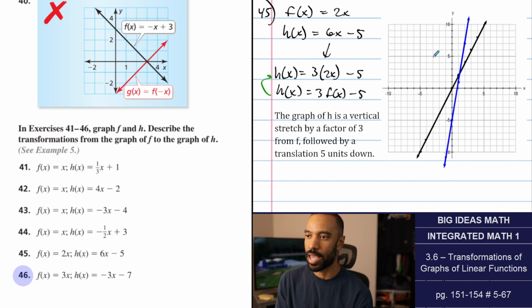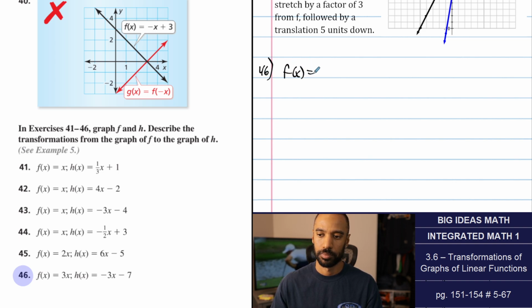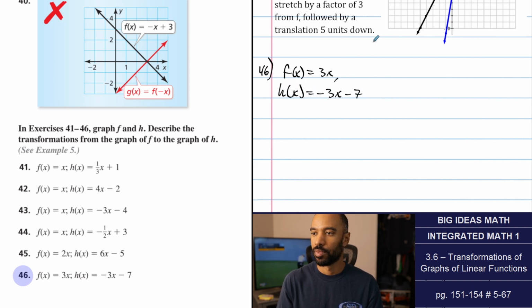f of x equals 3x, and h of x equals negative 3x minus 7.